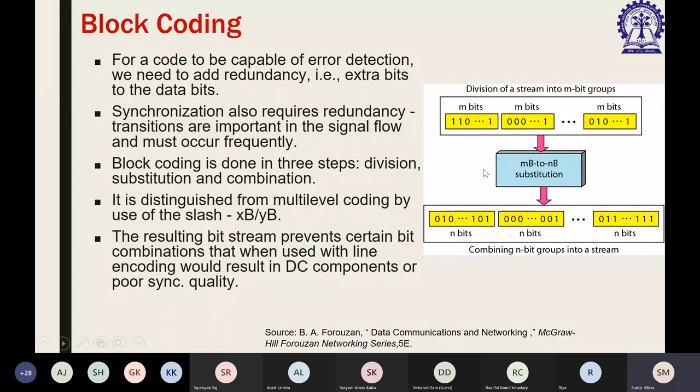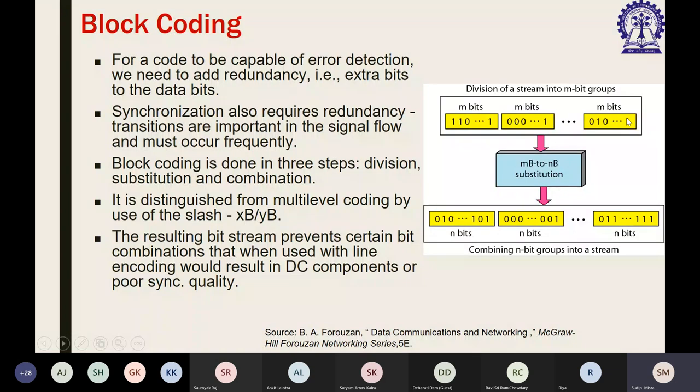So in block coding, the first step that has to be done is called division. You have this bit stream. Let us say that you have a continuous set of bits, right? So you take one block of bits, and then you have to group them into m bit blocks. So every block has m bits. So m bit blocks will be produced through the division process in block coding.